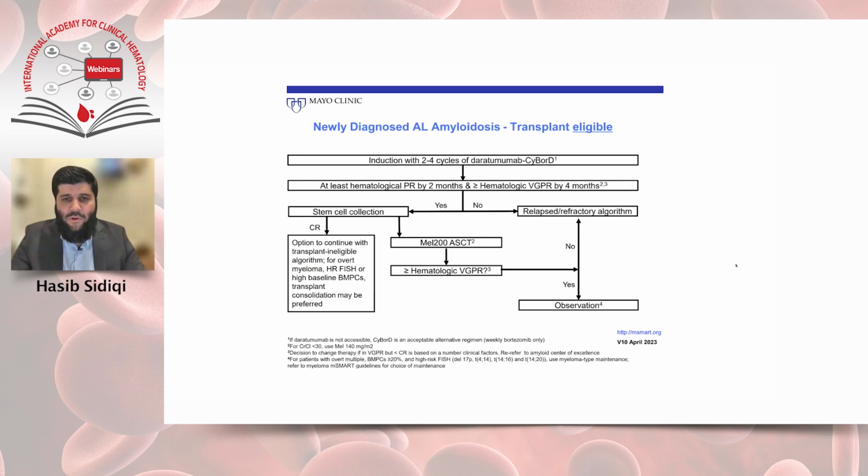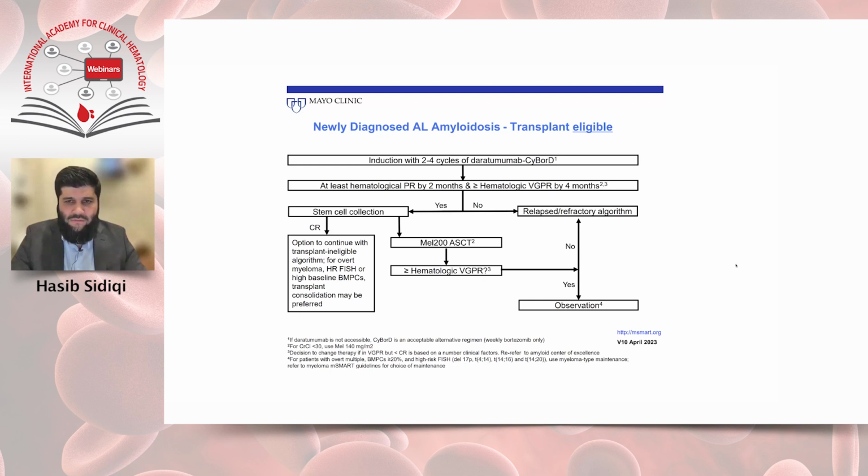So what's the approach to treatment? Well, this is the Mayo mSMART guidelines for the treatment of patients with newly diagnosed light chain amyloidosis. Mayo Clinic is a center that traditionally has performed transplants for patients who are transplant eligible for light chain amyloidosis. So in the transplant eligible population, induction would proceed with daratumumab in combination with CyBorD. And really the plan would be to assess response after 2 to 4 months.